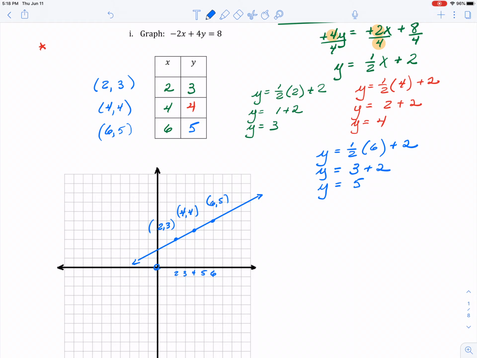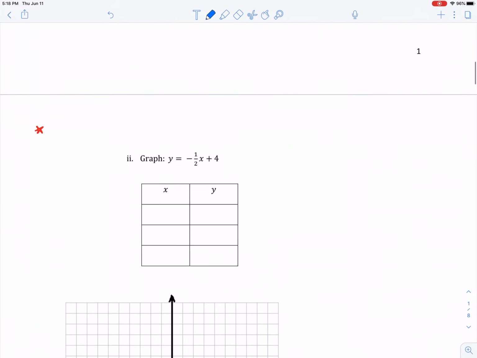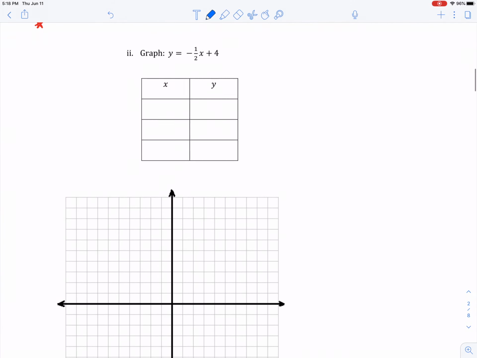So those are the steps that we're going to be following when we graph. You're going to learn several ways to graph. This is the first and the simplest technique. So I'm going to do one more here. This one's already solved for y. So I think I'll pick up, I don't know, let's try 6, -2, and 0. We'll just do something different.